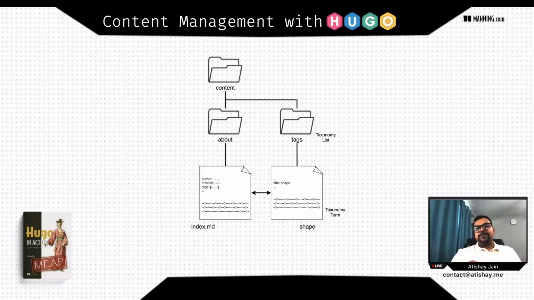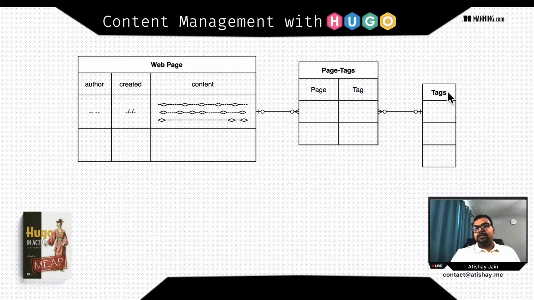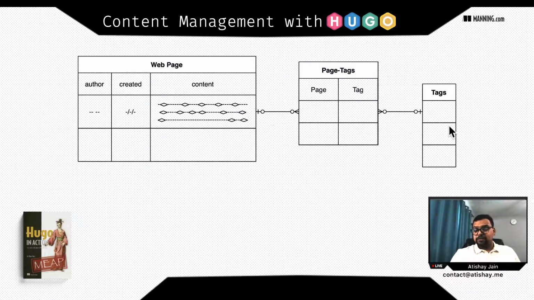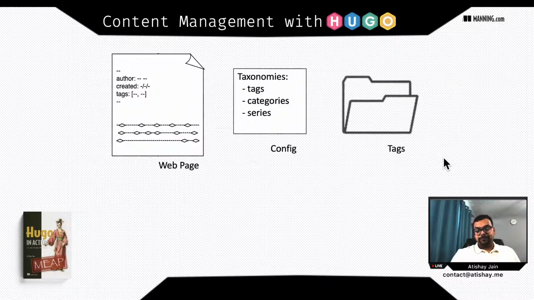Let's talk about some official nomenclature before we get into the code. Officially, a taxonomy consists of two parts, a taxonomy list and a taxonomy term. A taxonomy list corresponds to the name of the table in the relational database. So tags is a taxonomy list. You could have series as a taxonomy list, categories as a taxonomy list, while an individual row will be a taxonomy term, for example, shape.